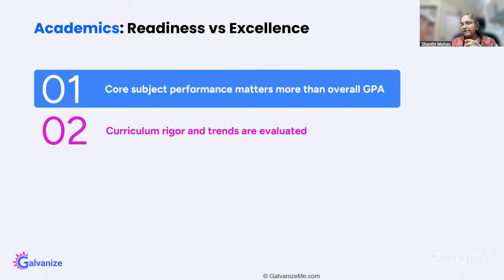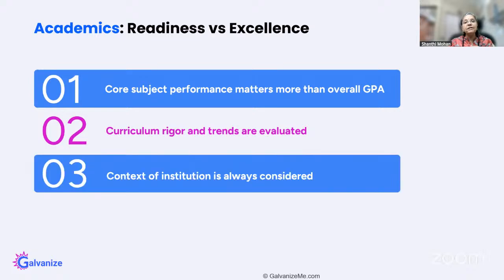Suppose you are not very consistent at all, and there is too much of a variation between semesters. Some of these are taken as not enough commitment coming from the student. So all these are basically interpretations that are done by the admission committee when they read your application.